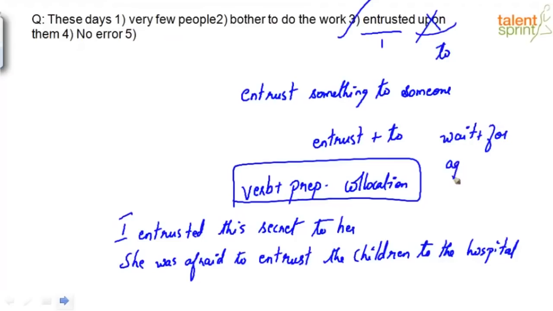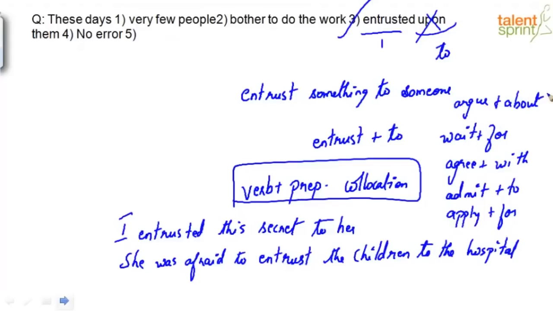Right? You agree with somebody. You admit to something. You apply for something. Are you following? You argue about something. So these are all verb plus preposition collocations. It's good for you to know as many as possible, right? You focus on something. Are you following?